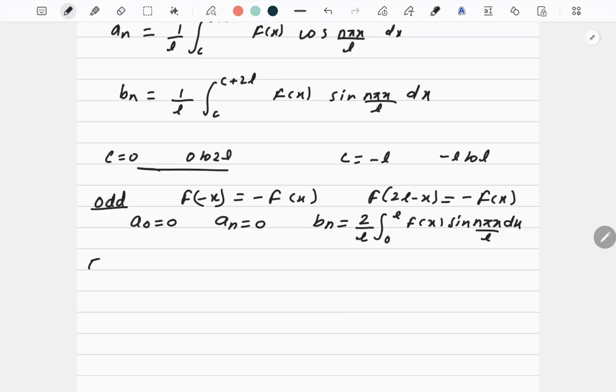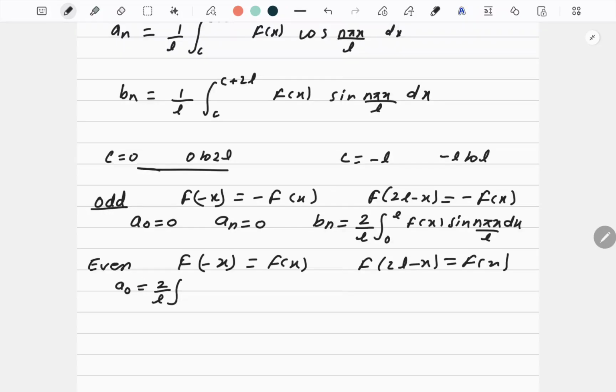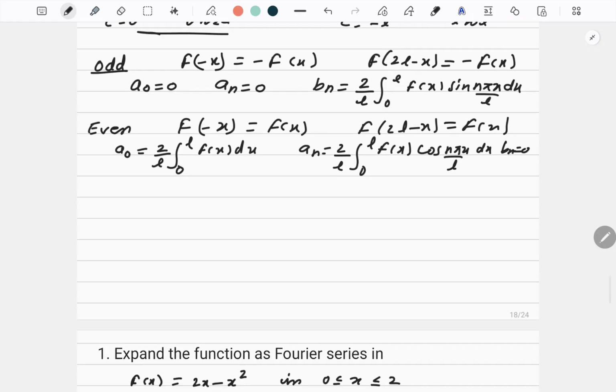Same way, if the function is an even function, that is f(-x) is equal to f(x), or in the other range f(2L minus x) is equal to f(x), then a0 is equal to 2 by L integral 0 to L f(x) dx, an is equal to 2 by L integral 0 to L f(x) cos n pi x upon L dx, and bn is equal to 0. So this is the same as we did earlier. Now let us start with the questions.